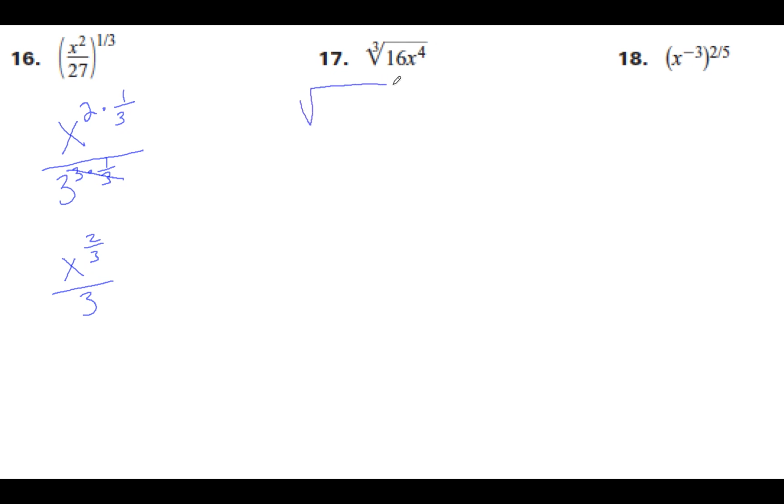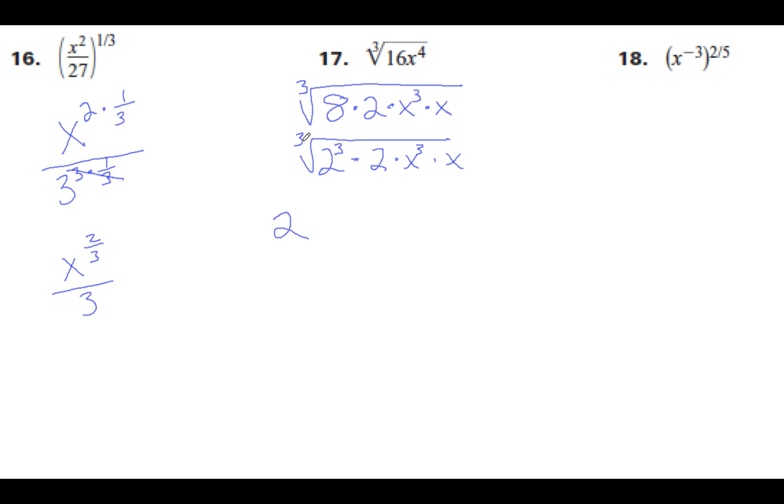So let me show you this because this is going to come up later too. Cube root. Are there any perfect cubes in 16? There are. It's 8 and 2. And then I'm going to write x to the 4th as x to the 3rd and x. This is 2 to the 3rd power times 2 times x to the 3rd power times x. So this 3 and this 3, they're going to cancel out, which gets me this 2 coming outside.